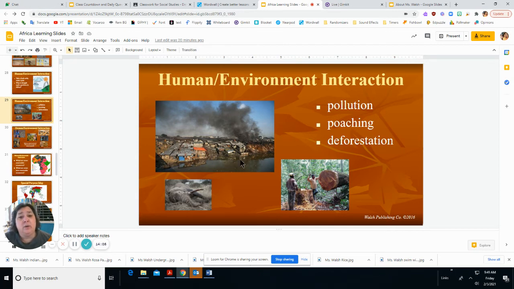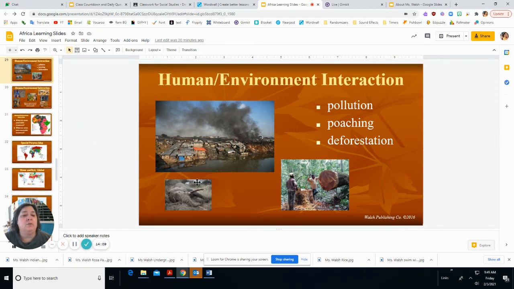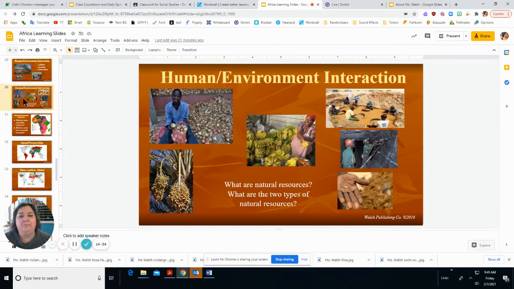Poaching is an issue also in Africa because people will come in and hunt animals, and those animals are rare, and they hunt, for instance, elephants for their tusks because it's ivory and it's very valuable that they can sell elsewhere in the world. And so they hunt the animals just to take their tusks, and that is a problem for wildlife.